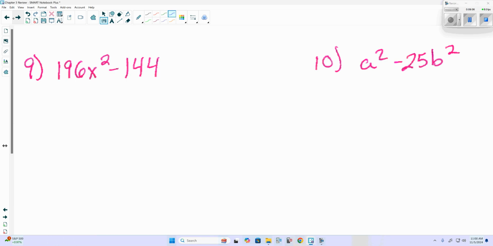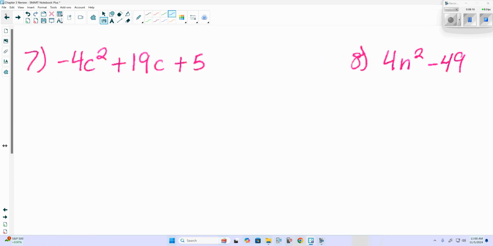Before we move on from factoring, let's look at number 8, 4n squared minus 49. This is a little different, but it's not that bad to factor. The middle term would be 0n, but this here is a difference of perfect squares. And it follows our a squared minus b squared is equal to a plus b times a minus b.